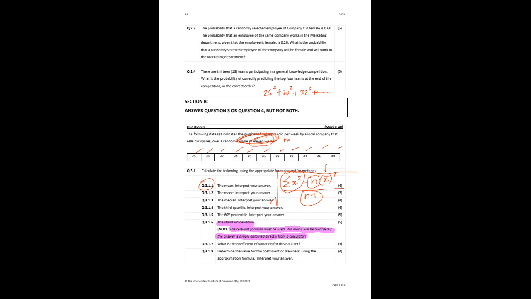Then 3.1.7 asks what is the coefficient of variation for the data set. This is calculated as your standard deviation, which you already did here, over your mean, which you already did in question 1, multiplied by 100. It must be expressed as a percentage. And then the last one here is to determine the value of the coefficient of skewness using the approximation formula and interpret your answer.